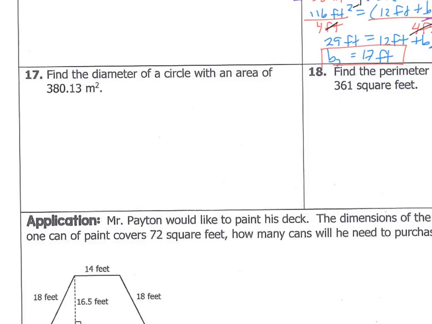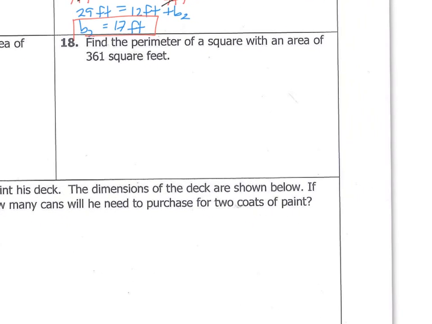All right, so we've done questions like 17 before, so I'm going to skip that one. And then this one is the only one that's different. It says, find the perimeter of a square with an area of 361 square feet. How are you going to do that one?